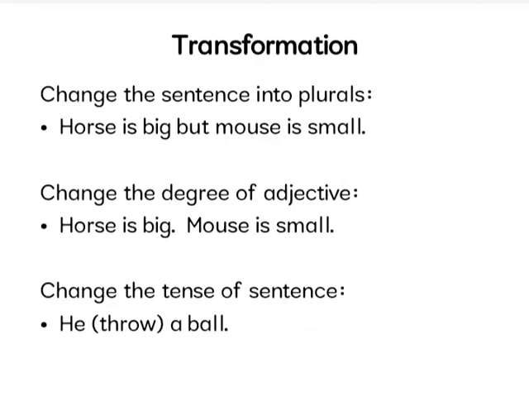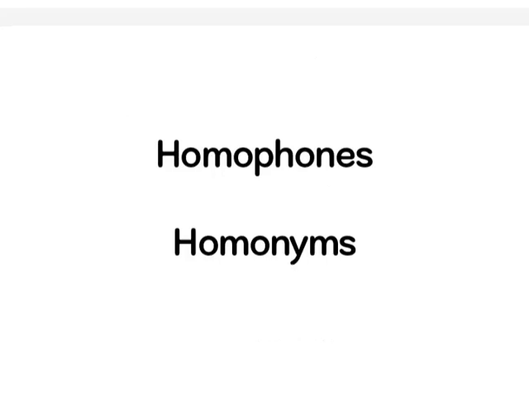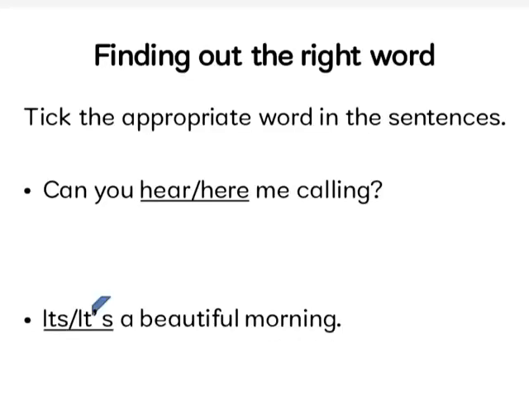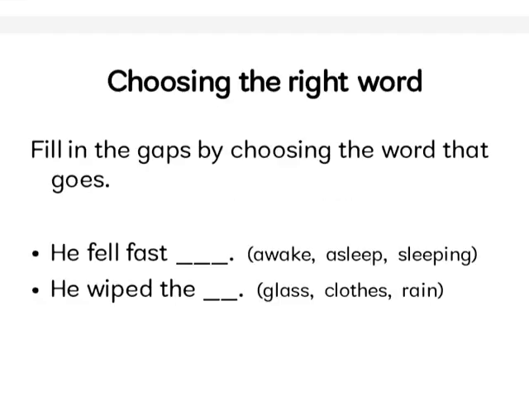To test grammar, learners can be asked to change the type of sentence according to instructions. Homophones or homonyms can be tested to check for confusion in word usage. For example, learners can be asked to select the correct same-sounding word that fits the sentence. To test collocation, learners can be asked to choose the appropriate word that goes with the sentence or phrase.